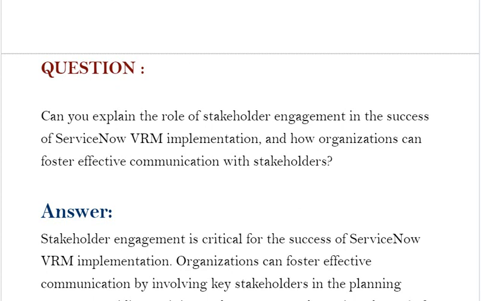Our next interview question based on vendor risk management is: can you explain the role of stakeholder engagement in the success of ServiceNow VRM implementation, and how organizations can foster effective communication with stakeholders?